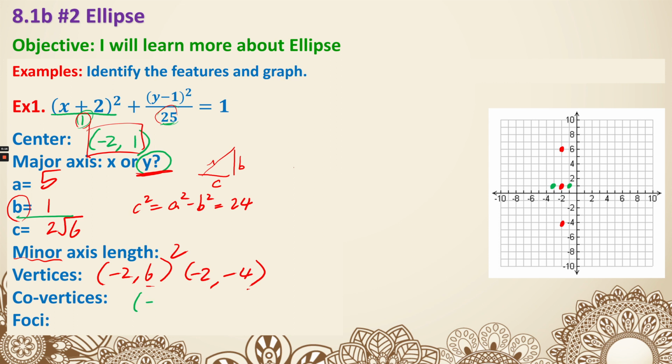So that means it will be -3, 1, and -1, 1. As for the foci, foci is 2 square root of 6 from the center. My center currently is at -2, 1, but don't forget, the foci would actually be on the major axis. So that means it's going to be 2 square root of 6 above 1 or 2 square root of 6 below 1. So it will be quite close to our major axis vertices. So -2, 1 plus 2 square root of 6, or -2, 1 minus 2 square root of 6.